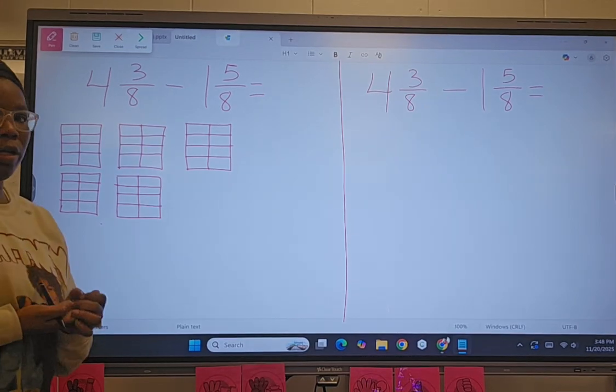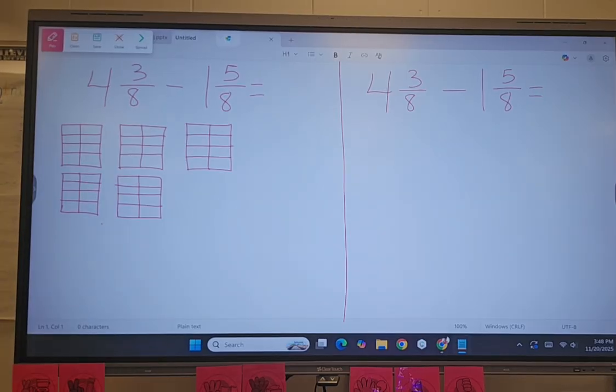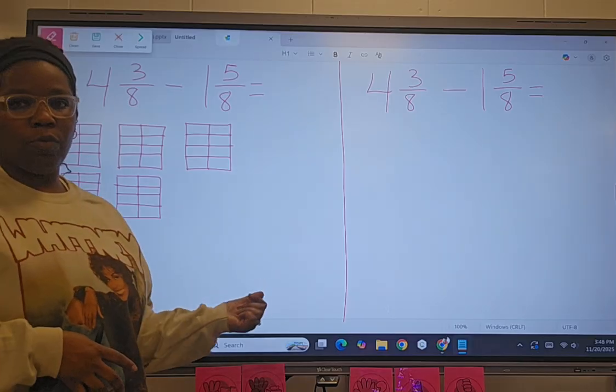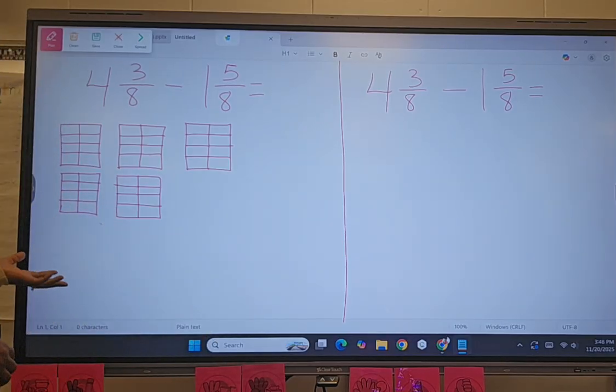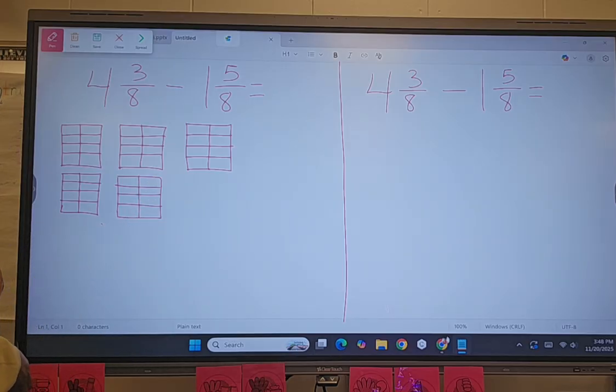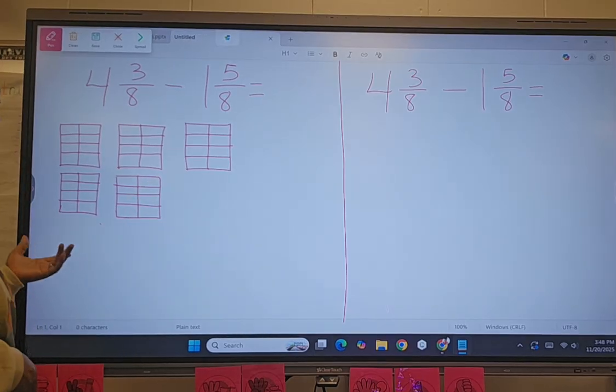Hi, so for this week, students have been working on adding and subtracting mixed numbers. So I'm going to give you two different ways that we show students to subtract mixed numbers. The first way is by drawing out an actual visual, so giving pictures.